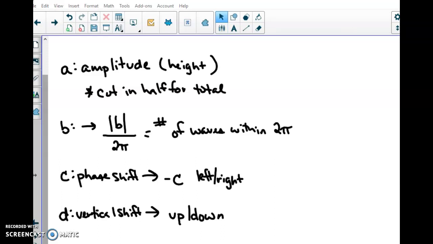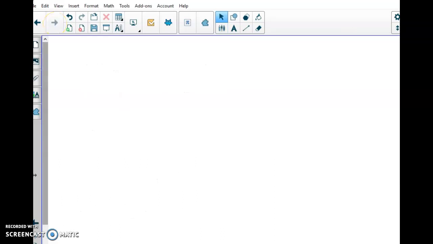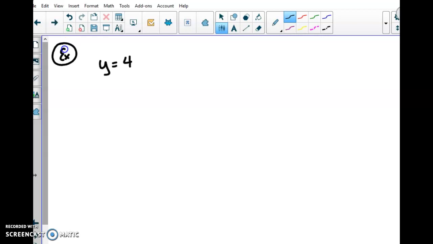So let's actually look at an example of this and figure out some of the information and see if we are correct. So let's say that I have the equation y equals 4 sine of 3x plus pi over 2 plus 1. So I'm going to go through and pick out the easy ones first because, like I said, the phase shift and number of waves that occur is tricky.